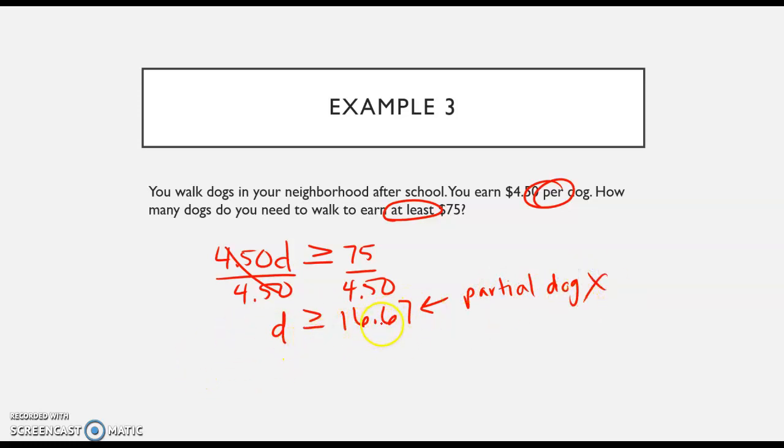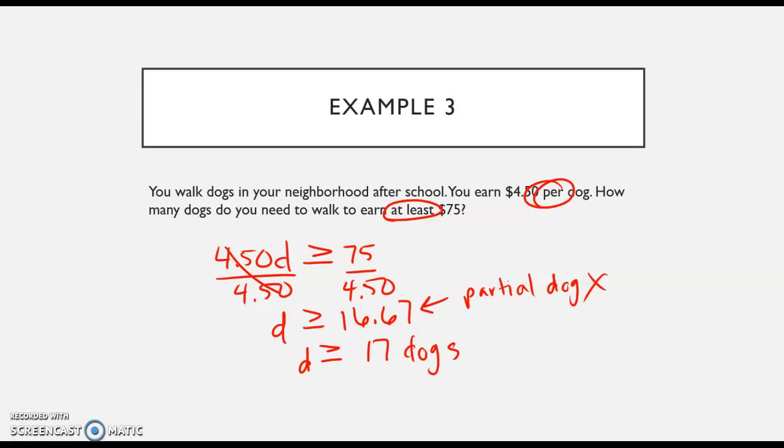Even if this was like 16.2, I want at least 75. So to get at least 75, I have to round that up. If I round it down, I'm not going to get 75. I'm going to get less than 75. So number of dogs is going to be greater than or equal to 17 dogs. So that's how many dogs we would have to walk after school to earn $75.